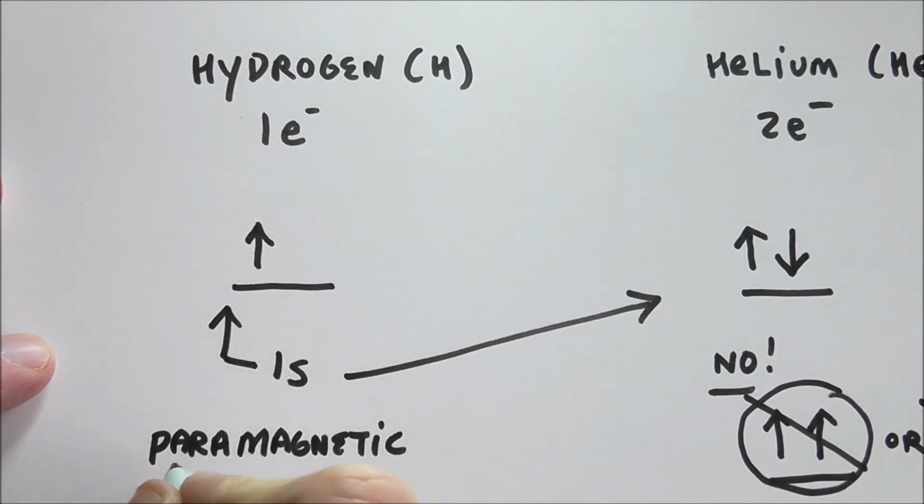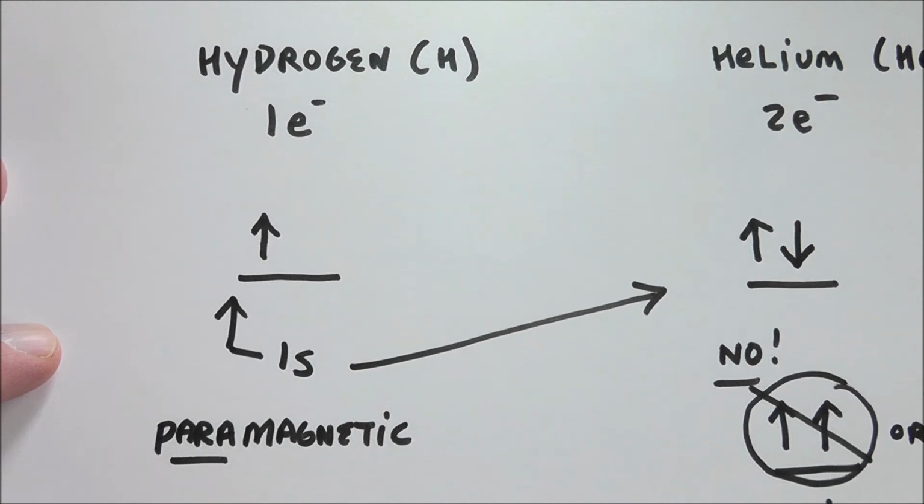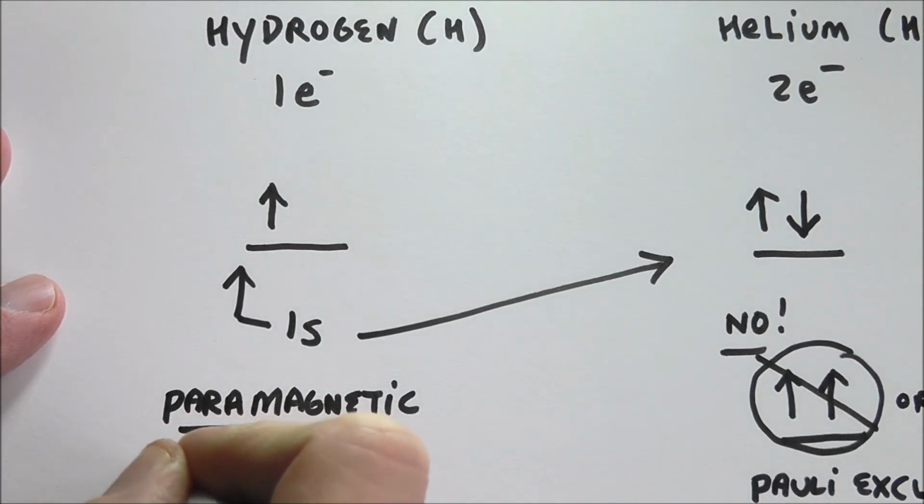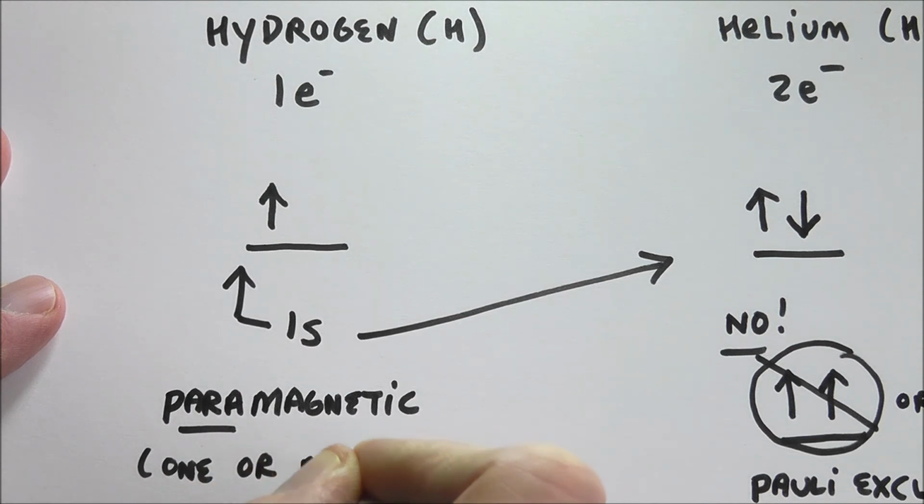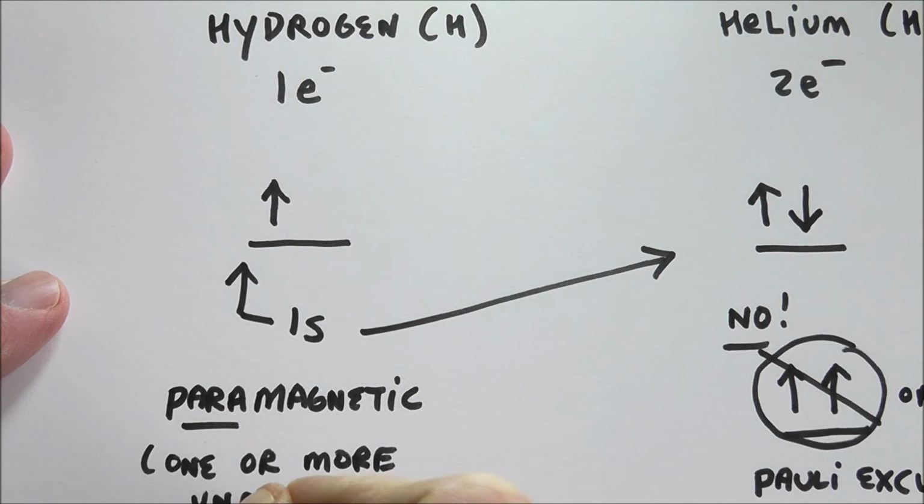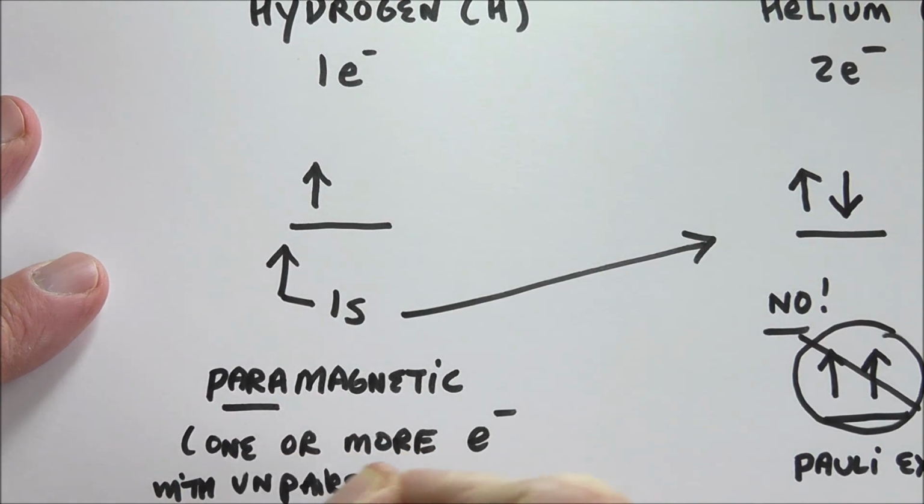Now I want to talk about this. That prefix is not spelled the same way as the word pair, P-A-I-R. So this does not mean that electrons are paired. Much to the contrary, it means one or more unpaired electrons, with unpaired spin.